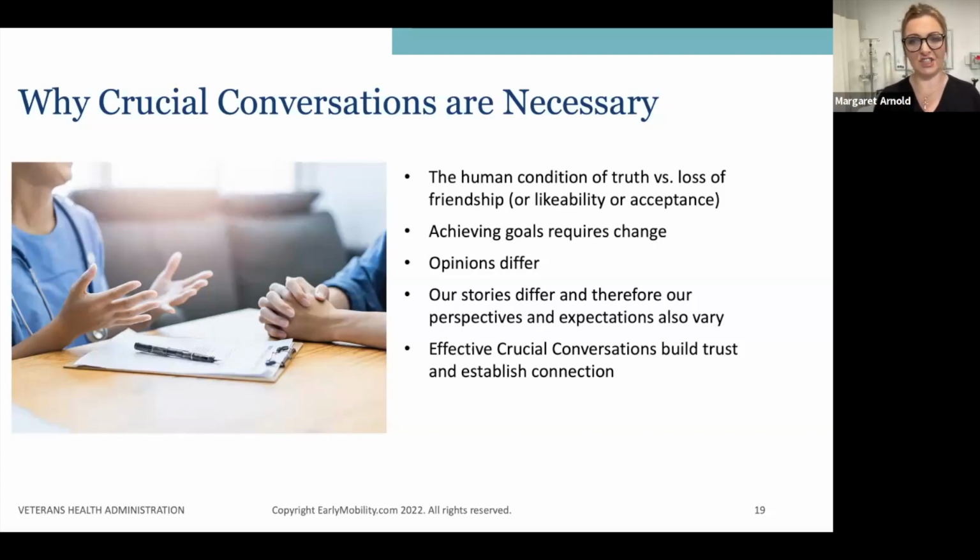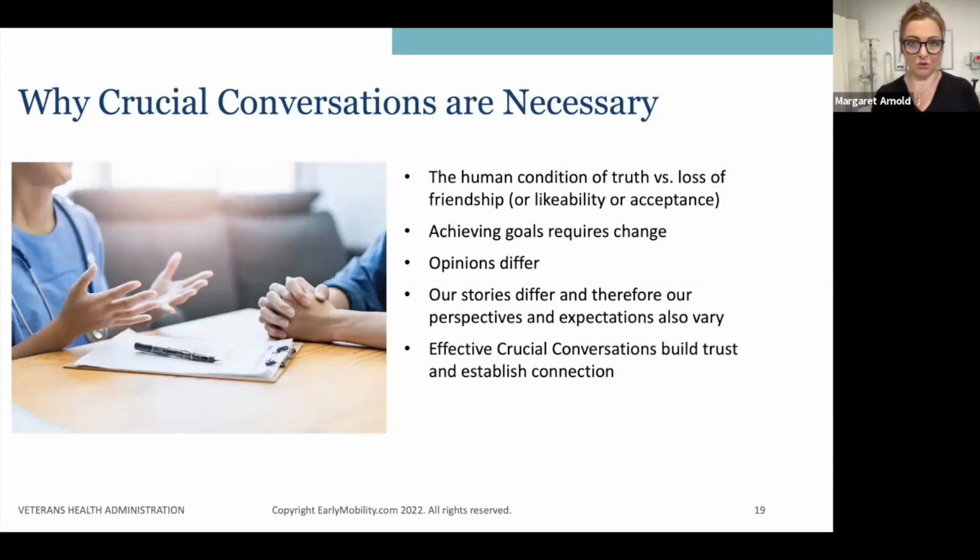That can be challenging because it's human nature to go with the flow. But in order to achieve safety, we have to see things a little bit differently. We have to muster that courage to speak up, but how we do it can make all the difference in the world. Crucial conversations are necessary because achieving goals requires change.